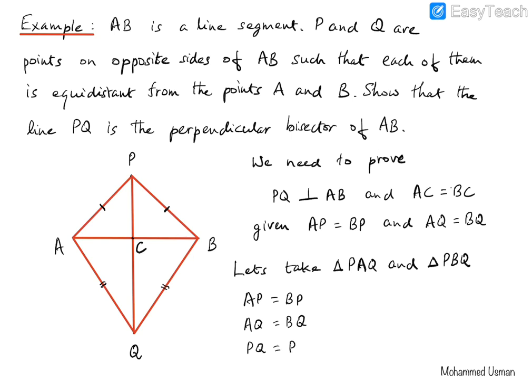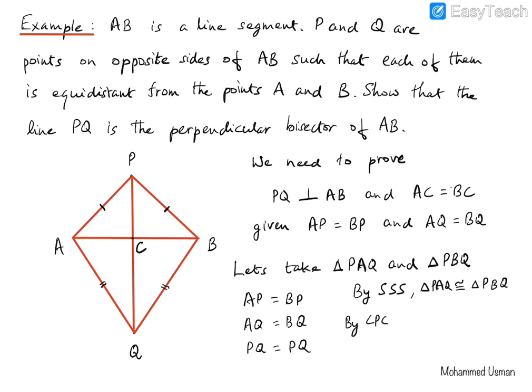So that's the common side, PQ equals PQ. So we have side, side, side. So by SSS congruence, we can say that triangle PAQ is congruent to triangle PBQ. So these two triangles are congruent. Once we know that these two triangles are congruent, we can apply CPCT.